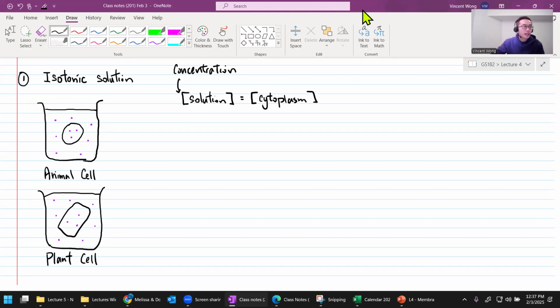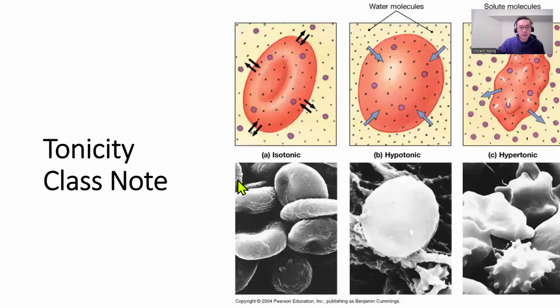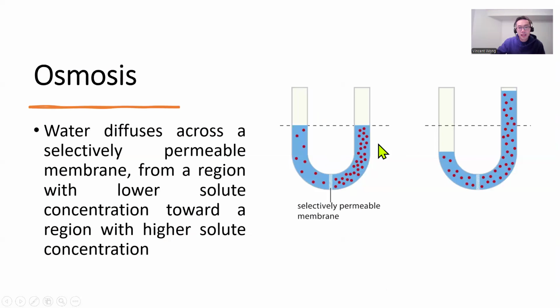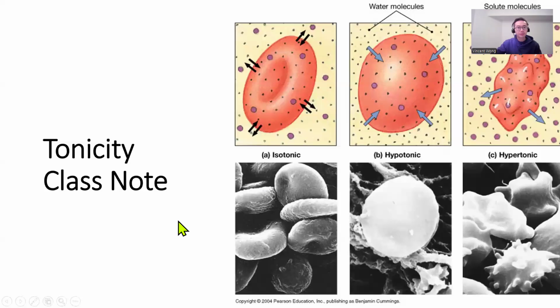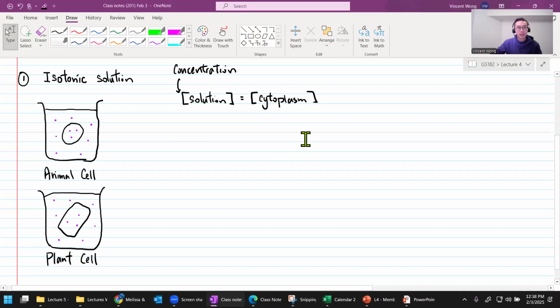Right. Now we talked about that U-shaped tube last class, right? I don't know if you remember that, but let me just bring it up for a second. If the concentrations are uneven, then the water will shift towards the side that is more concentrated. Water is attracted to the side that has more salt in it. That's why we salt the food, right? To remove the moisture from them. Okay, so that's what we are talking about here.